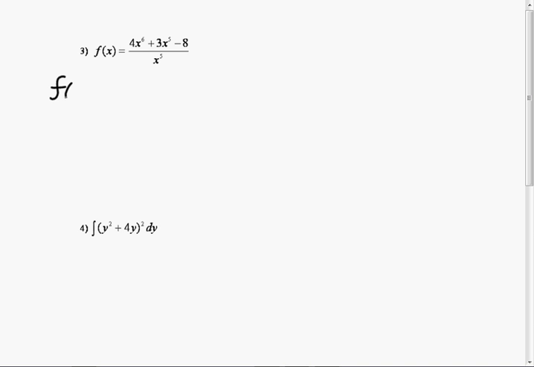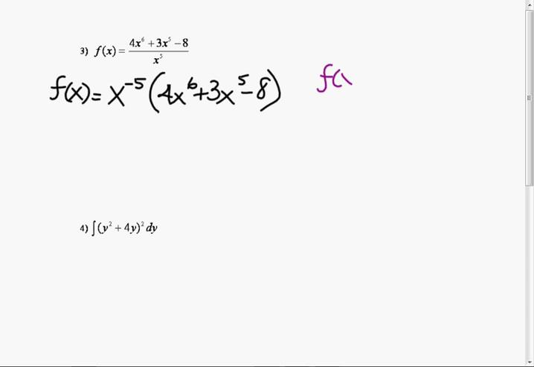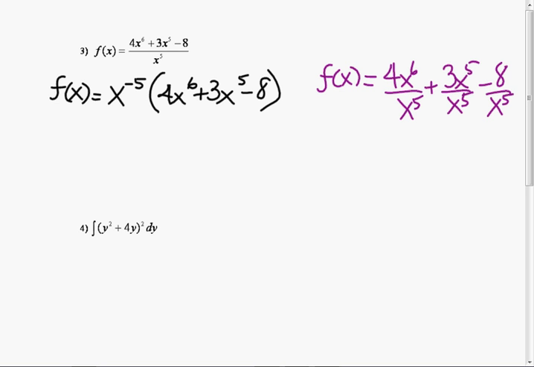So little f of x is equal to x to the negative 5th times this. It depends on your learning style. You can do that, because that's what that means. Or you can just divide it. So f of x, if I divide, x to the 5th must go into each term. It's the distributive property. So it's 4x to the 6th over x to the 5th plus 3x to the 5th over x to the 5th minus 8 over x to the 5th. I don't care. You're going to get the same result.